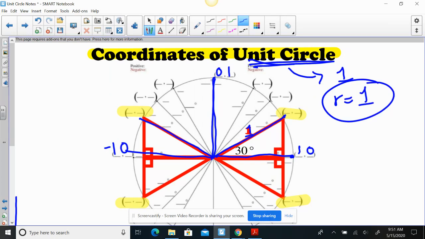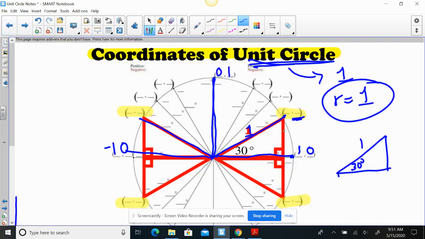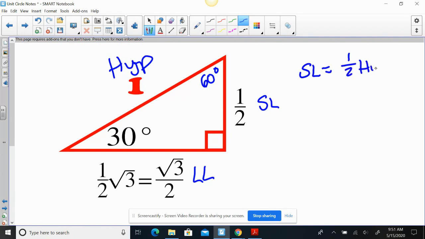So if I want to find the coordinates that are 30 degrees away, here is my 30 degrees and my 1. I can use this special right triangle. So I just took this piece and I'm going to look at it separately. This is 30. This would be my short leg. 30, 90 leaves me with a 60. This is my hypotenuse. And then this is my long leg. Remember, our short leg is half of our hypotenuse. So this side is 1/2.